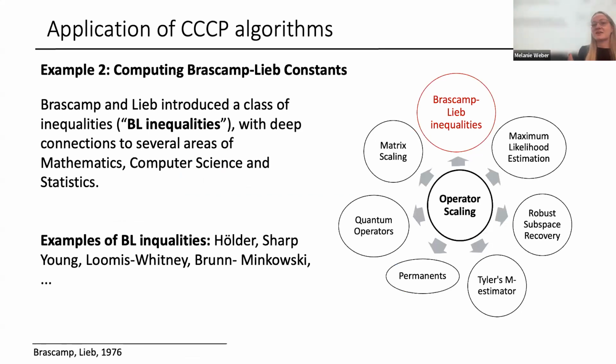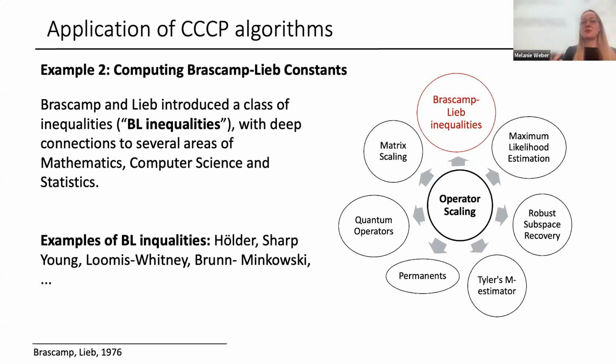Brascamp-Lieb constants arise in the context of Brascamp-Lieb inequalities. I'm sure most of you have used instances of Brascamp-Lieb inequalities at some point in your work. Here are a couple of examples listed. Each of those is a different instance of the Brascamp-Lieb inequality, depending on specific data. We'll define that on the next slide.